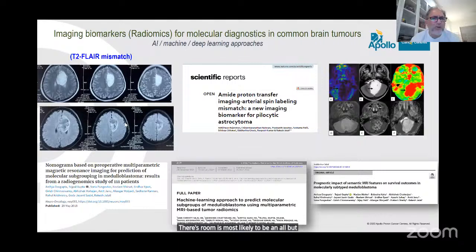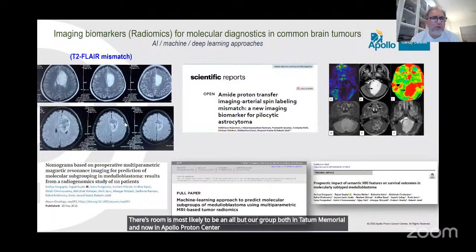Our group, both in Tata Memorial and now in Apollo Proton Center, we have tried to work in different series in medulloblastomas, machine learning. Recently, in Nature Scientific Reports from the Proton Center, where Dr.